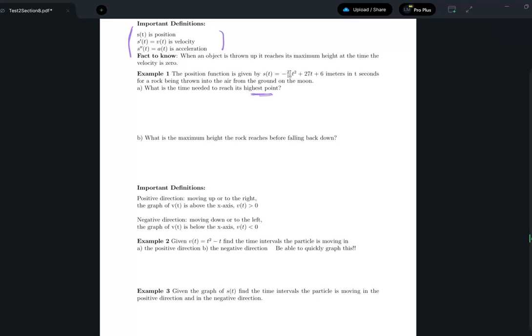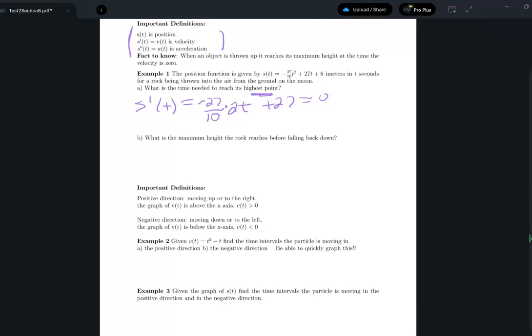So this is a basic fact that velocity is 0 when an object hits the highest height. So let's go find the derivative. So that would be, and I'm not even going to simplify it, I'm just going to carry this negative 27 over 10, and then 2t, and then plus 27. Okay, so make some room here. So I'm going to set this equal to 0.